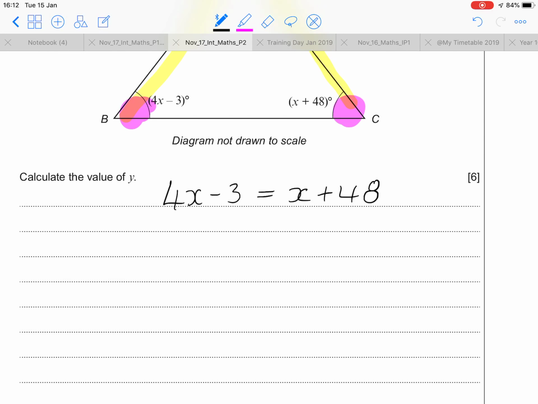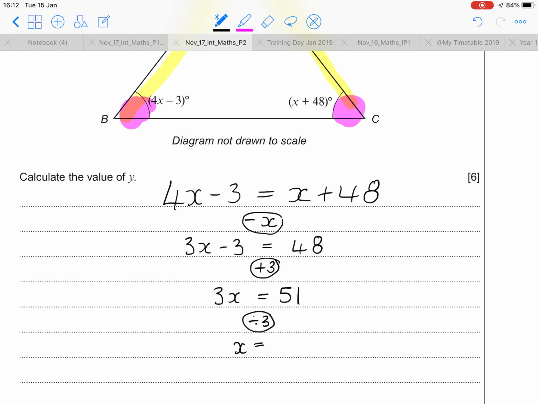So here my equation has x's on both sides. I start by taking away the smallest number of x's. Because of the take away 3 in the equation, I'm going to add 3, because we always use the opposite. And as 3x equals 51, I'm going to divide by 3 to find one value of x. 51 shared 3 ways is 17.